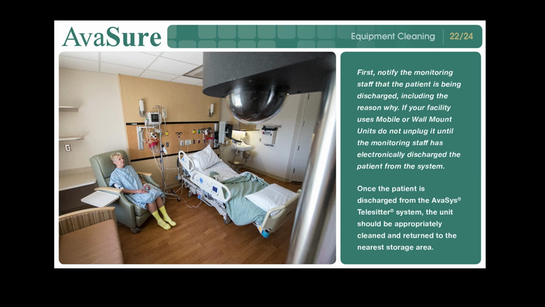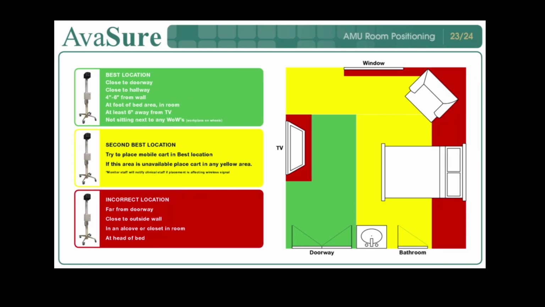Once the patient is discharged from the AvaSys TeleSitter system, the unit should be appropriately cleaned and returned to the nearest storage area. If your facility has purchased the wireless mobile unit, have a look at the following. Here you can see where it's best to put the AMU in the room for most reliable wireless connection. The green area represents the best position. The yellow area is second best, and the red area should be avoided.